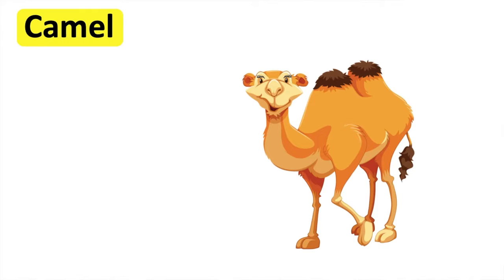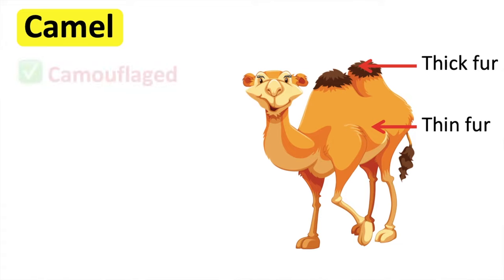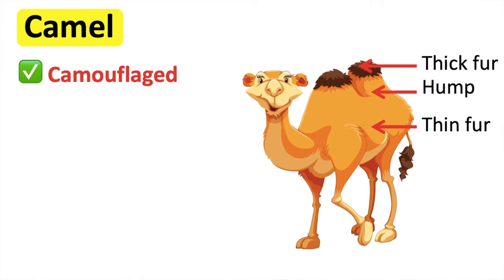Now let's look at two examples. Camel. They have thick fur on the top of their body for shade, and they have thin fur everywhere else to allow easy heat loss. They are well camouflaged. They have humps to store fat. They also have a large surface area to volume ratio to maximize heat loss.